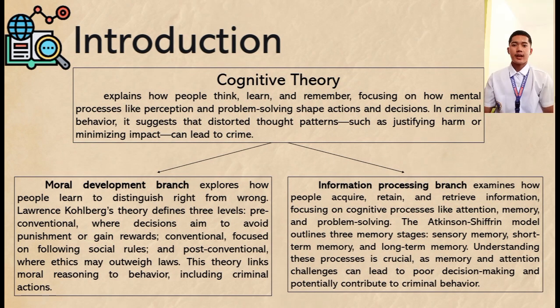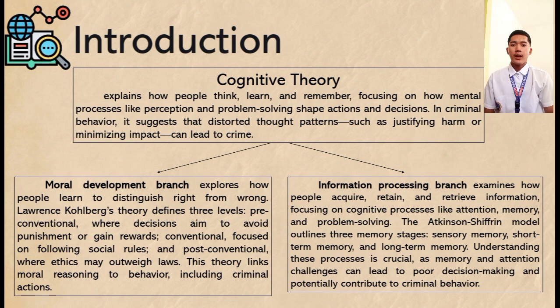Cognitive theory is a psychological perspective that focuses on how people think, learn, and remember. It says that our thoughts and beliefs affect our behavior. Distorted thought means negative thinking can lead you to negative behavior, and that can lead you to commit a crime. Moral development is about how people learn right from wrong. Lawrence Kohlberg's theory defines three levels. We have pre-conventional, conventional, and post-conventional.